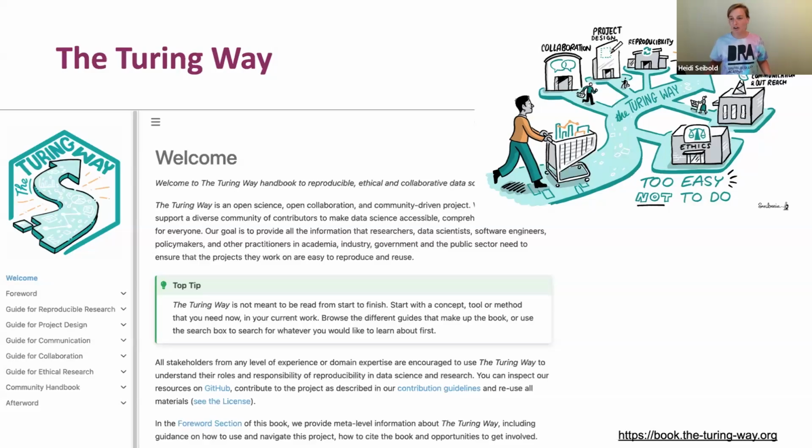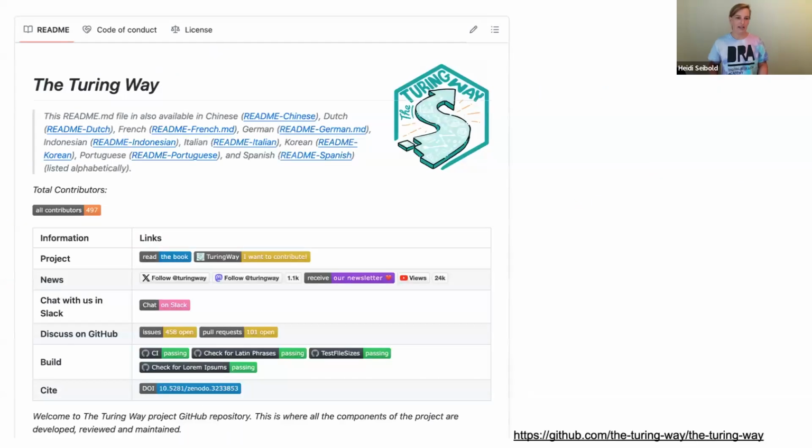It's essentially an online book about reproducible, ethical, and collaborative data science. But it's also a community, so they understand themselves not only as the online book that people can read, but also as a community that people can join. And it has really nice documentation. So here's a screenshot of the README.